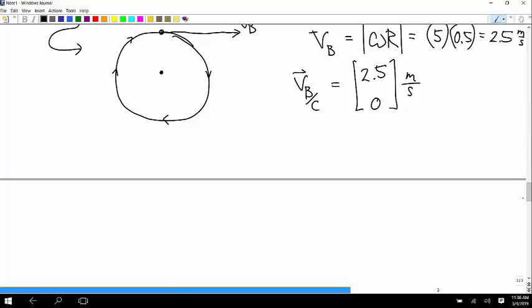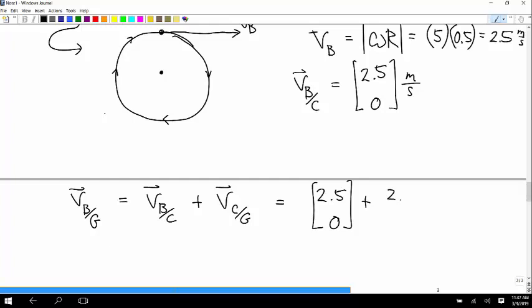And now we'll put this into the relative motion equations. So the velocity of the point B relative to the ground is equal to the velocity of B relative to the center plus the velocity of the center relative to the ground. And so that's 2.50 plus 2.50, so 5.0.